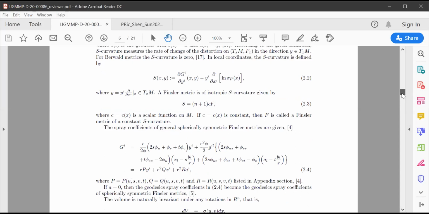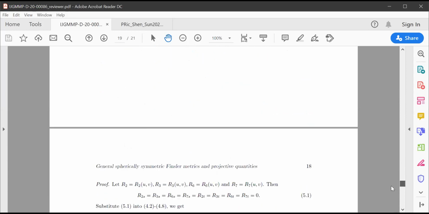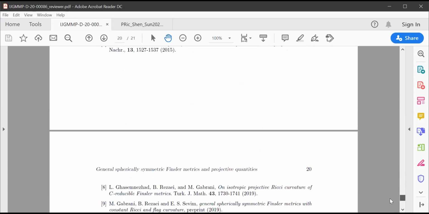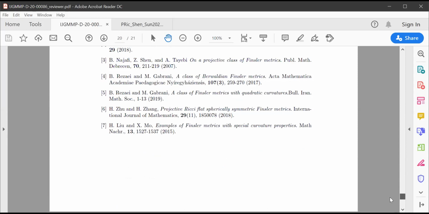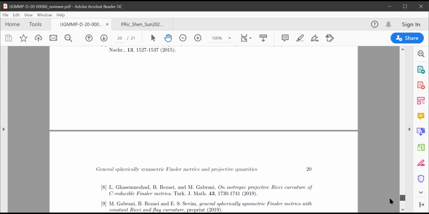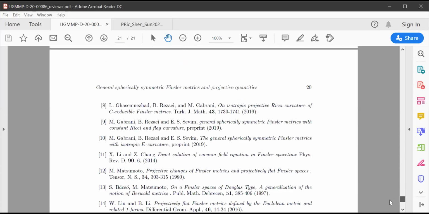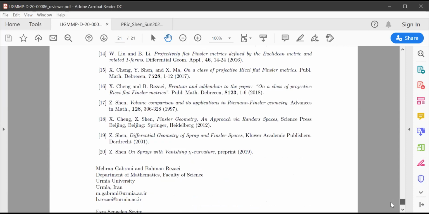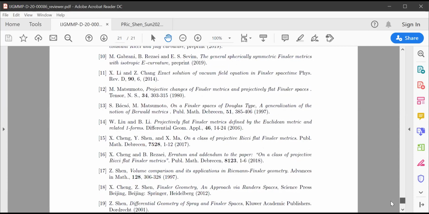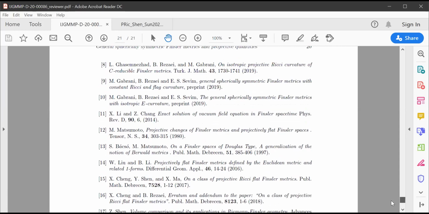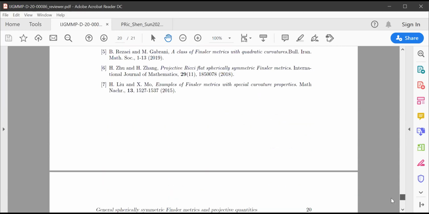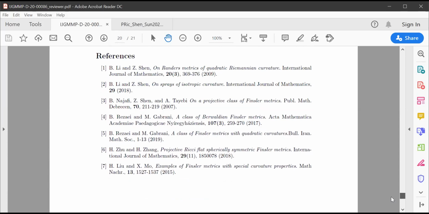Now, what is paper 4? Paper 4 is, okay, I thought it's a Li paper. Okay, so I'm confused about the list of the papers. It's not in the right order.